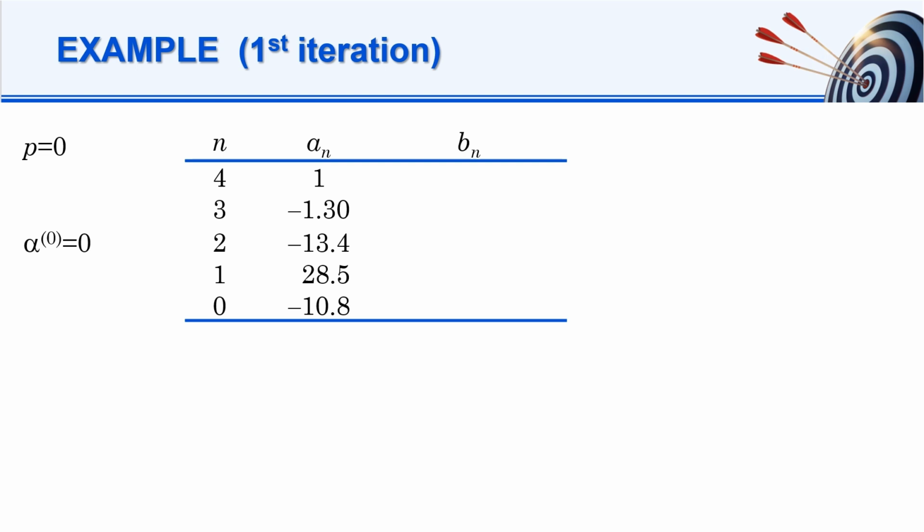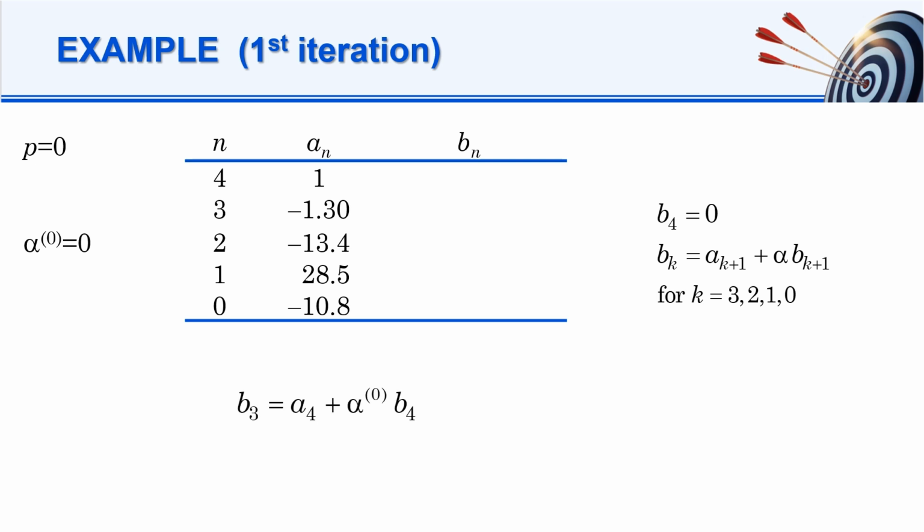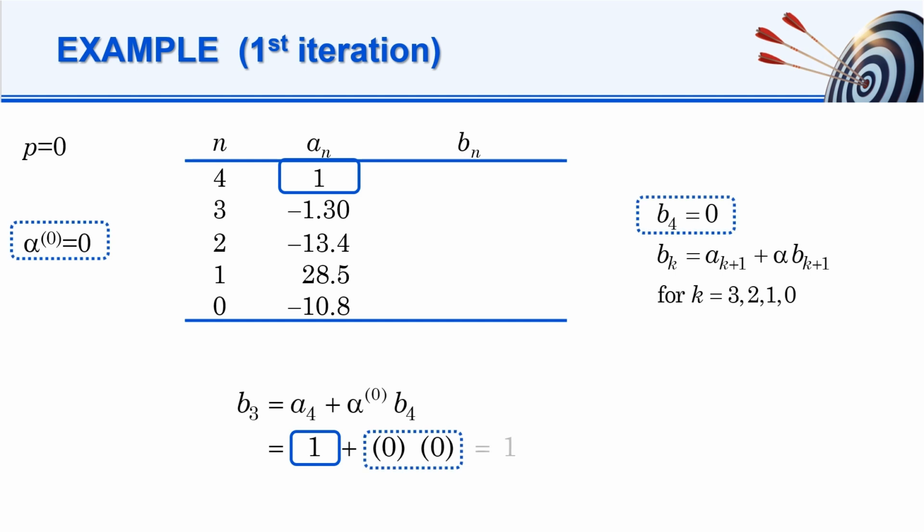We will tabulate all the results obtained in each iteration. The initial guess is placed on the left of the table. The recurrence relationship to calculate b's is given as follows. We set b4 to 0. For k equals 3, this relationship takes the following form. We substitute the numerical values for a4, b4, and alpha 0. We get b3 equals 1.